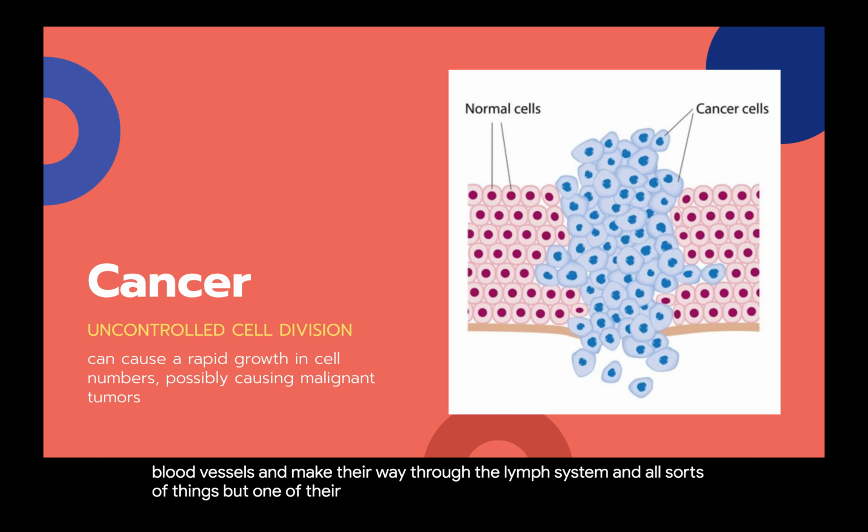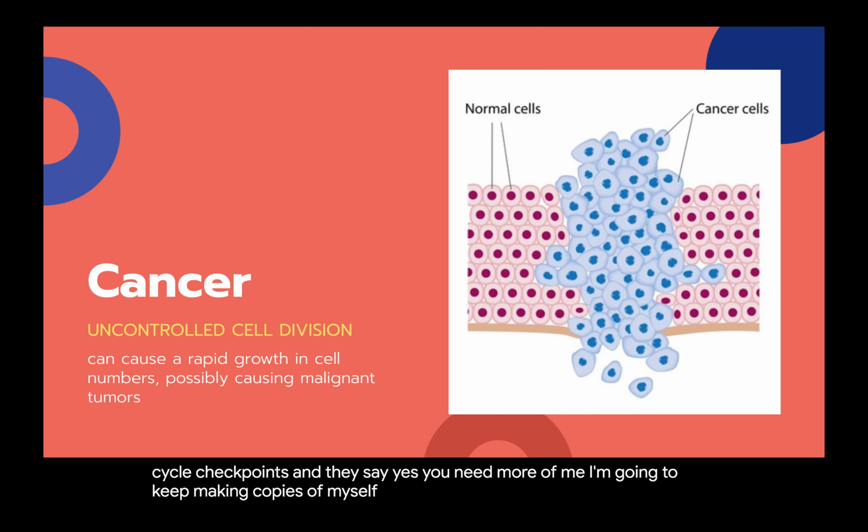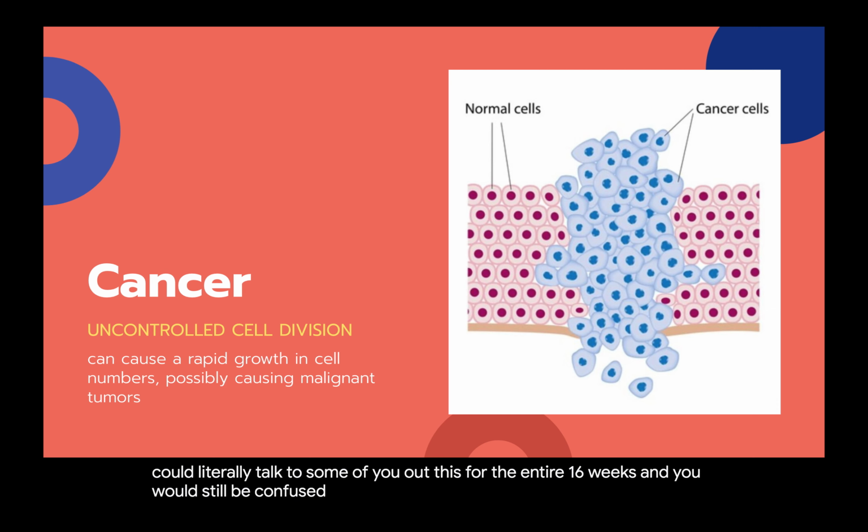But one of their big characteristics is they just ignore the cell cycle checkpoints and they say, yes, you need more of me, I'm going to keep making copies of myself. So that is your crash course in mitosis. I could literally talk to some of you about this for the entire 16 weeks and you would still be confused. If that's you, maybe just schedule some office hours with me.